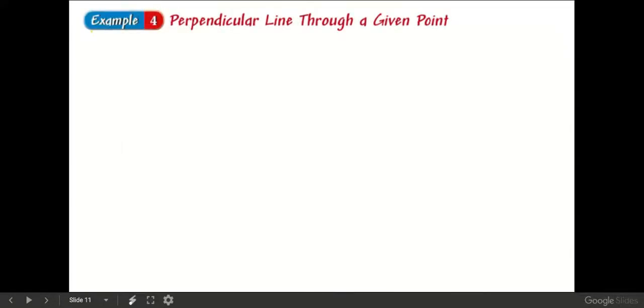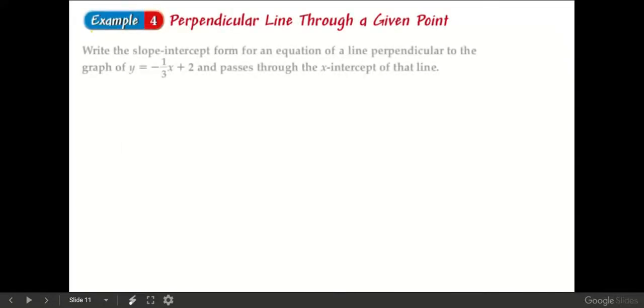One last one. So in this example, again, they want me to write the answer in slope-intercept form for a line perpendicular to the graph of y equals negative 1/3 x plus 2 and passing through the x-intercept. So in this scenario, they give me the equation in slope-intercept form so I can tell that the slope of this line is negative 1/3, which I need the perpendicular slope for. And they're telling me that it has to go through the x-intercept. So I have to find what the x-intercept is going to be.